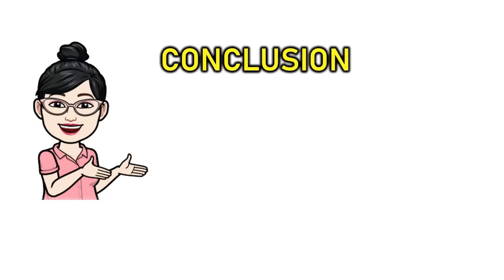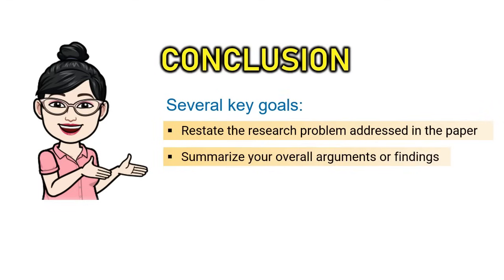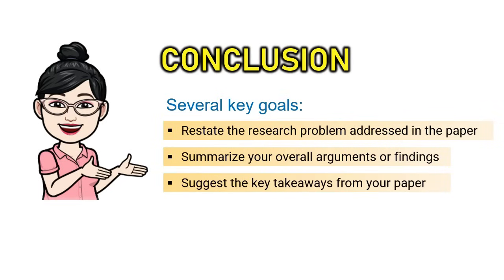Conclusion is where you wrap up your ideas and leave the reader with a strong final impression. Conclusion has several key goals. Restate the research problem addressed in the paper. Summarize your overall arguments or findings. And suggest the key takeaways from your paper.